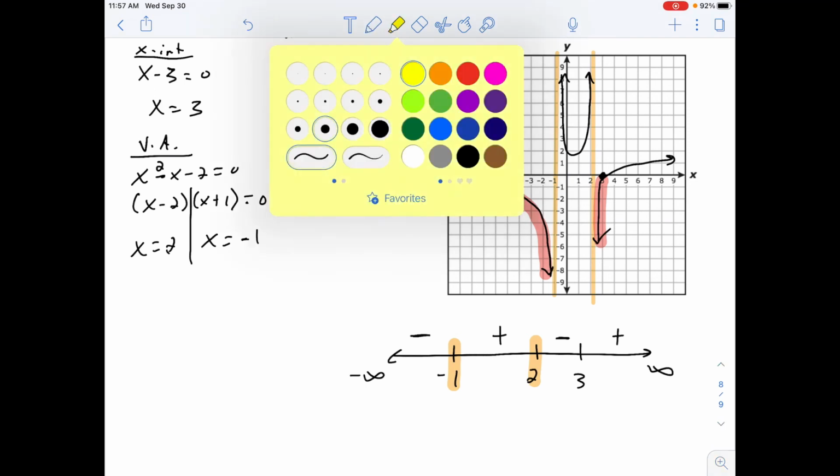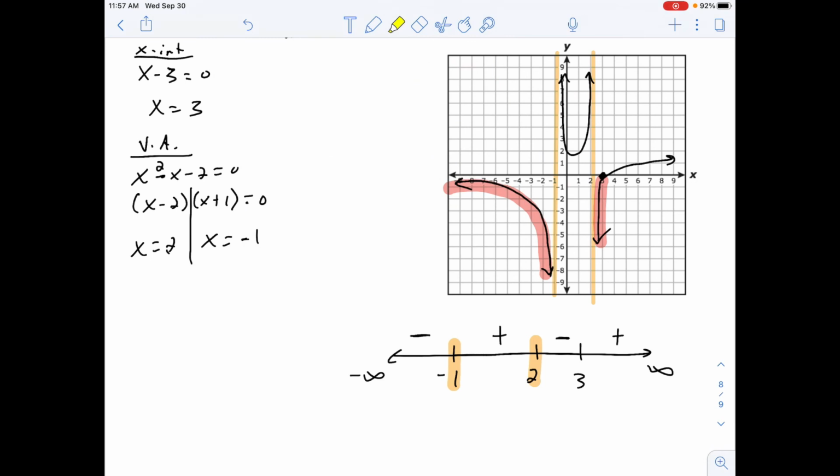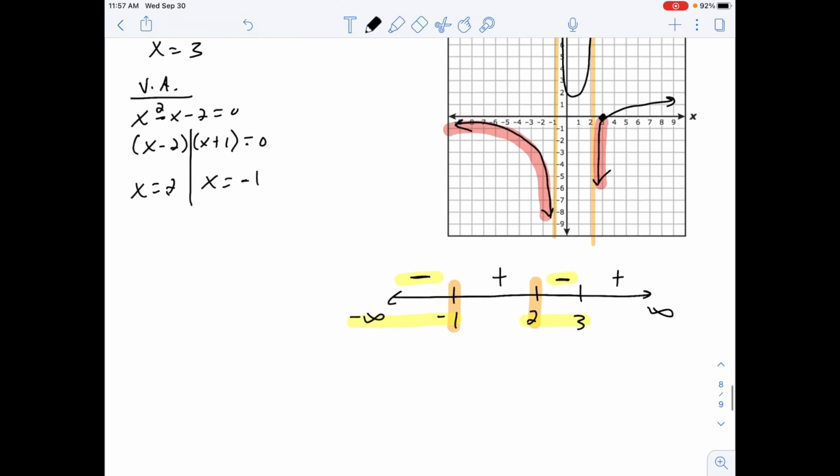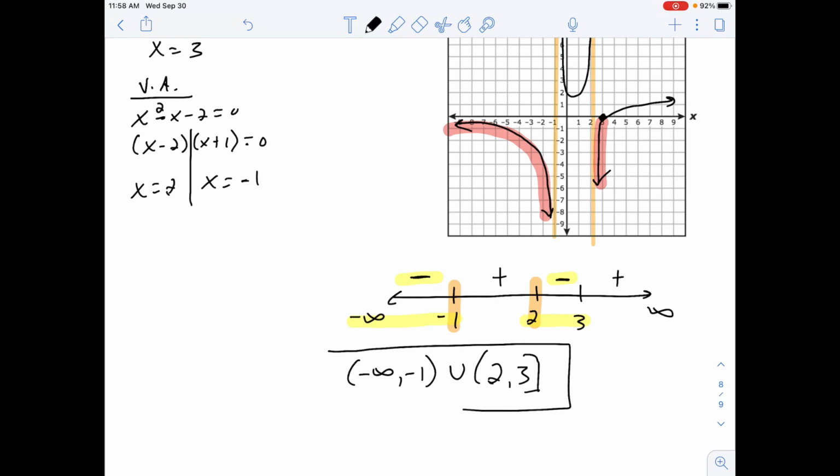So of course we want to know where it's below, so we want this, and we want this right here. So that means it's this interval, and then this interval is what we want. So writing that, and again, be careful with asymptotes, we're going from negative infinity all the way to negative 1 parentheses, because it is a vertical asymptote, it's undefined. And then from 2 parentheses, because it's a vertical asymptote, it's not defined, all the way to 3 bracket, because that is an x-intercept that is defined. So this is our final answer for that problem.